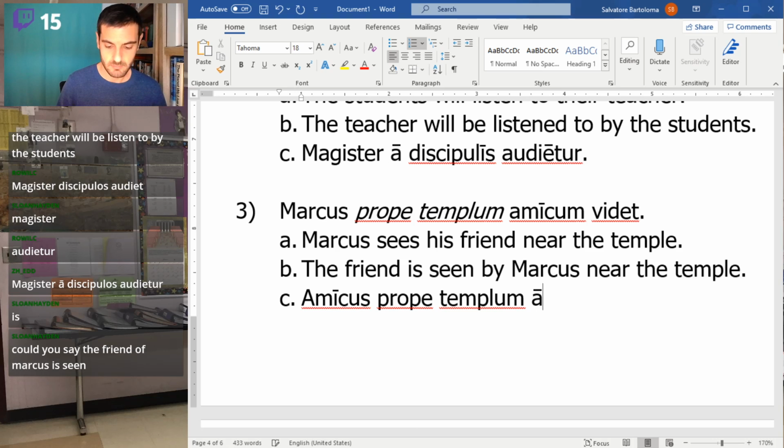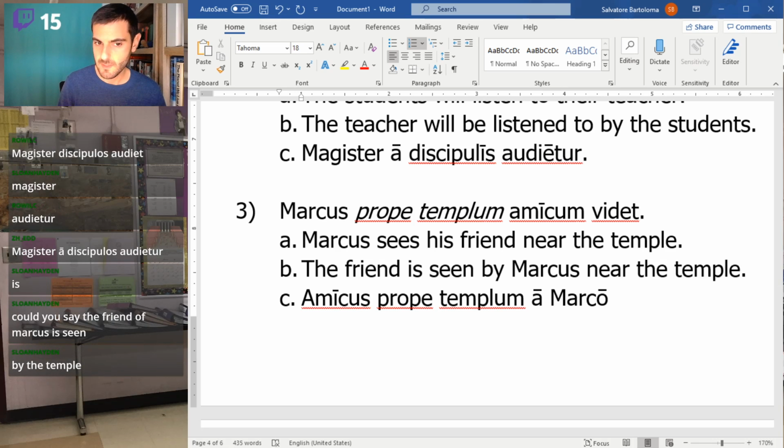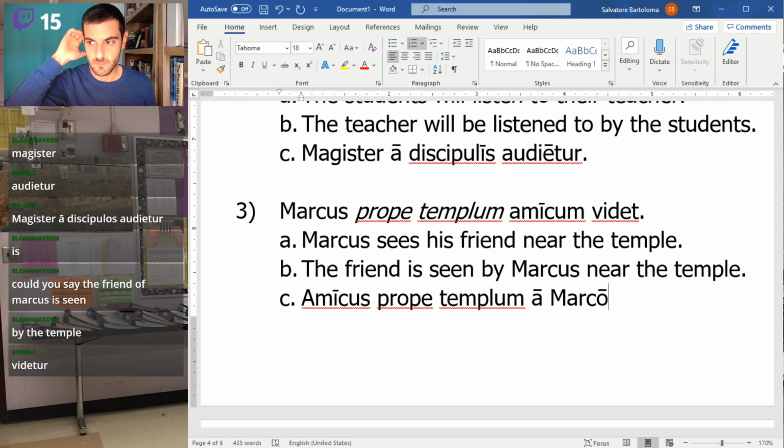By Marcus, Marco, in the ablative. Yeah, but that's not what the original sentence says, Sloan. It doesn't say the friend of Marcus. It says Marcus sees his friend. So that would be an example of, you want to make sure you stick to the grammar.